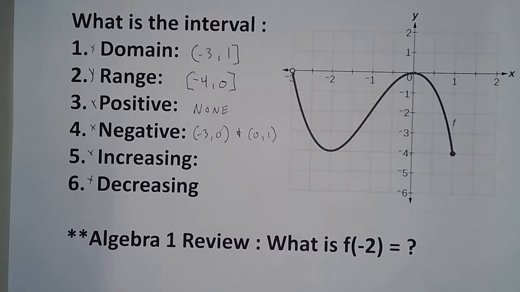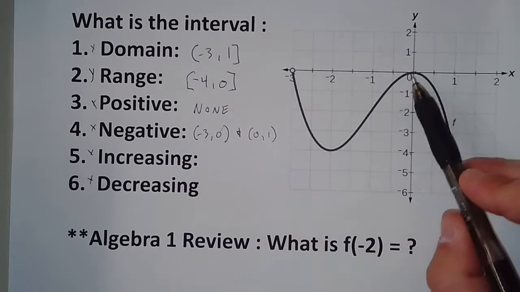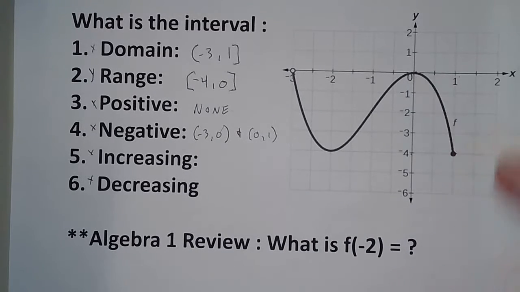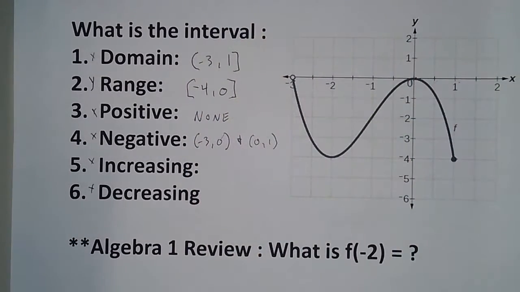And so you might look at that and be like, well, 0's in there twice. Like, why do I have to do that? It's because at 0 specifically, the graph is not negative. It's a 0 at that point. So that's why it's technically two separate little negative intervals.